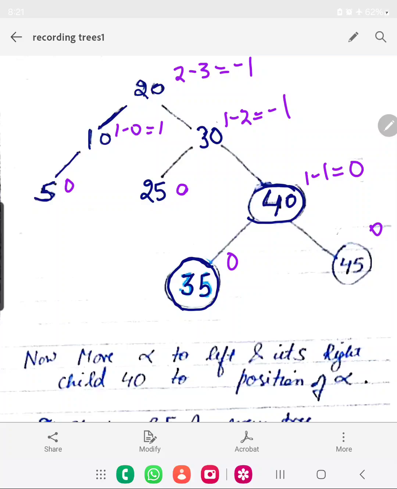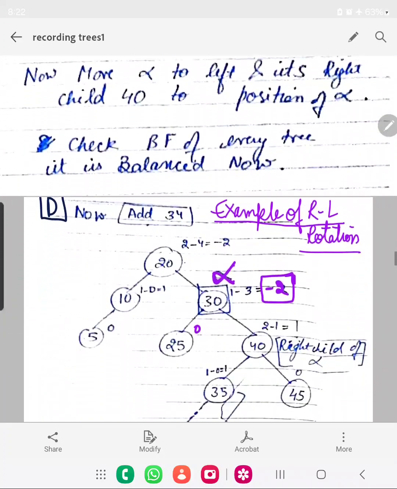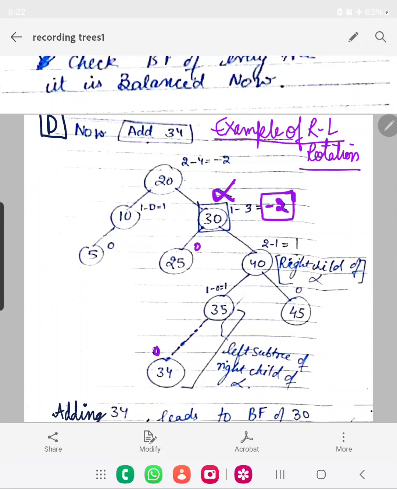Alright. So now we have to take an example of RL rotation. For RL rotation, we add a number, let's say 34. So where will we add 34 first of all? Since 34 is greater than 20, it will be added to the right of 20. Now we have 30. 34 will be added to the right of 30. 34 will be added to the left of 40. 34 will be added to the left of 35.